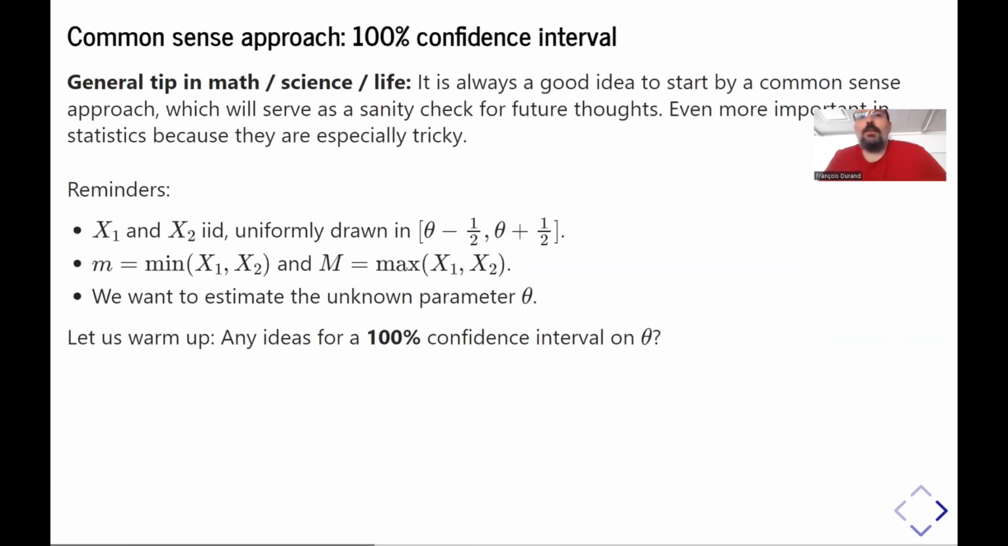So we are going to start with a common sense approach. As a general tip in math and elsewhere, it's a good idea to start with simple things, just common sense. It will serve as a sanity check for later. So do you have an idea now for a 100% confidence interval on theta, given the data? Max minus 1? Max minus 1.5? Yeah, max minus 1.